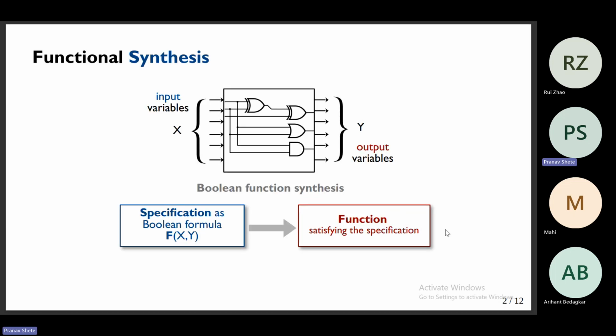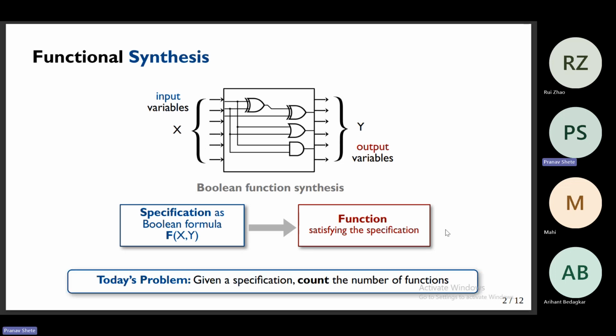In case of Boolean function synthesis, the task is that you have a specification that is given as a Boolean formula over these input-output variables, and you have to synthesize a function that satisfies this specification. So that was the problem of synthesis. Now we are interested in the counting version of this problem. That is, given a specification, we want to know the number of functions that satisfy this specification.